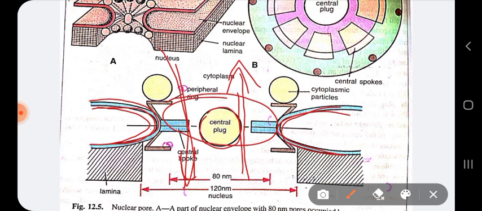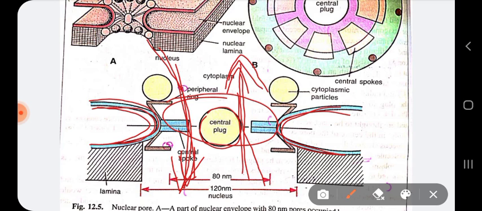So, what types of molecules are entering and leaving the nucleus with the help of this nuclear pore complex? Ions, nucleotides, structural, catalytic, and regulatory proteins are imported from the cytosol to the nucleus, and mRNA, tRNA, and ribosomal subunits are exported out from the nucleus to the cytosol.